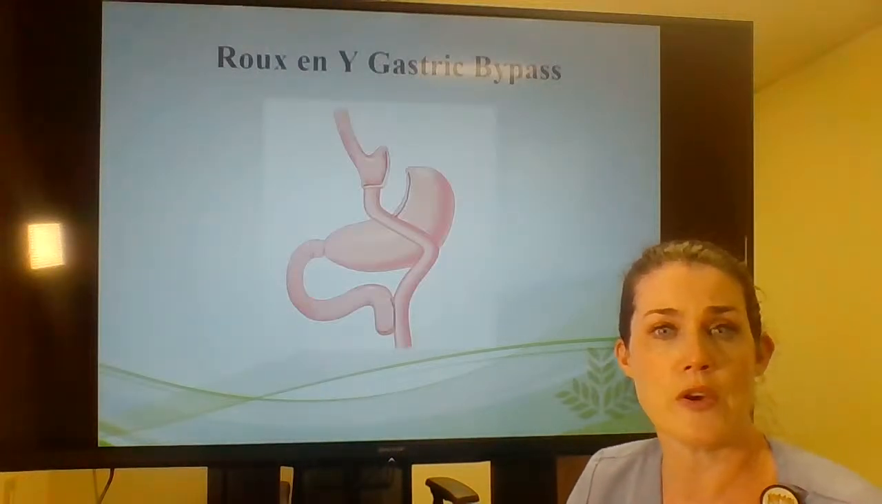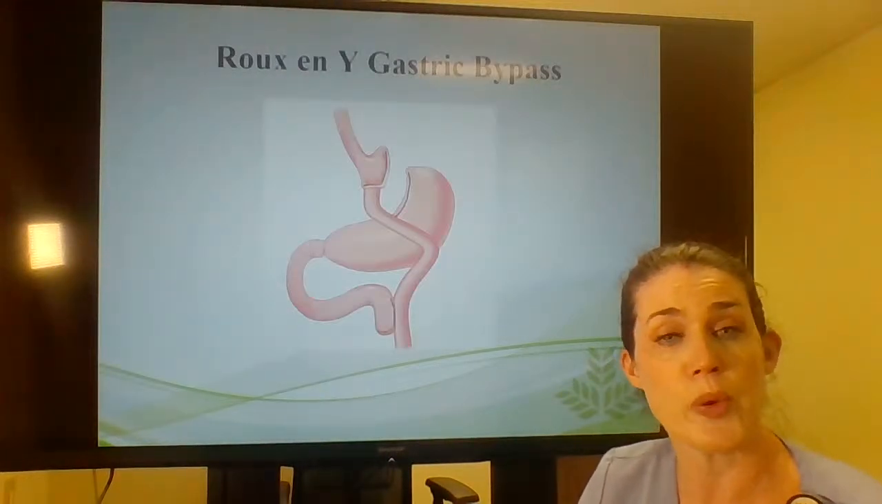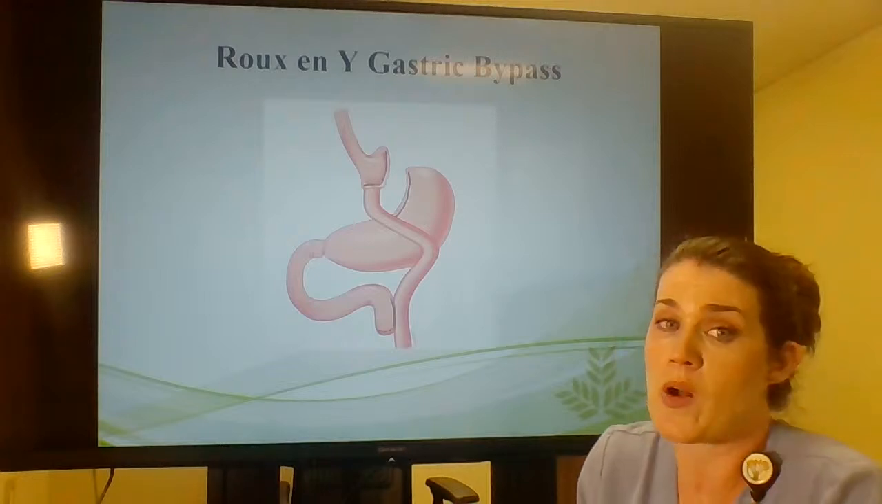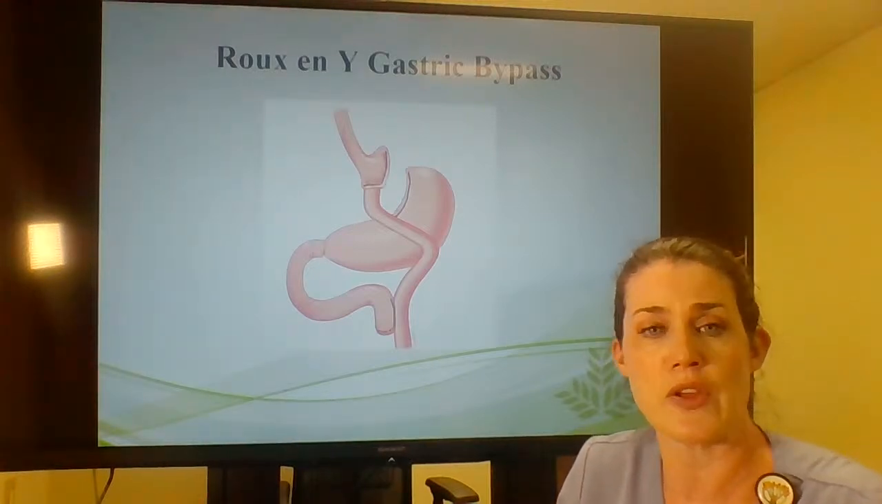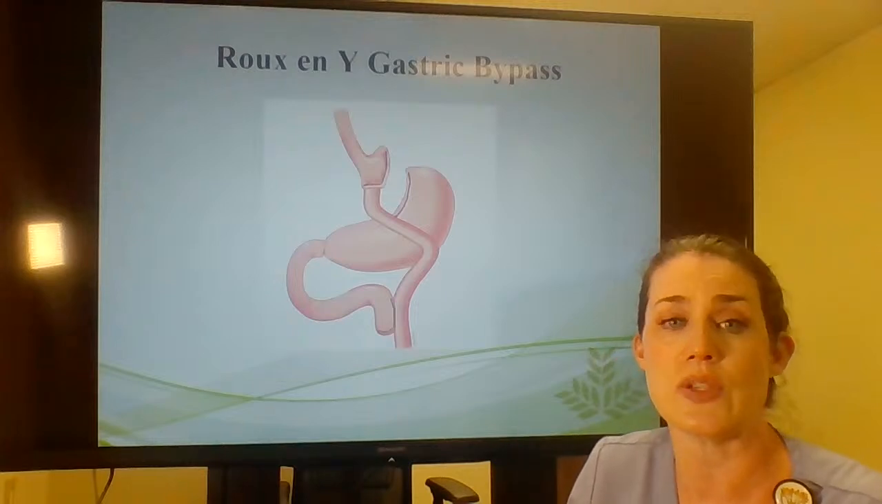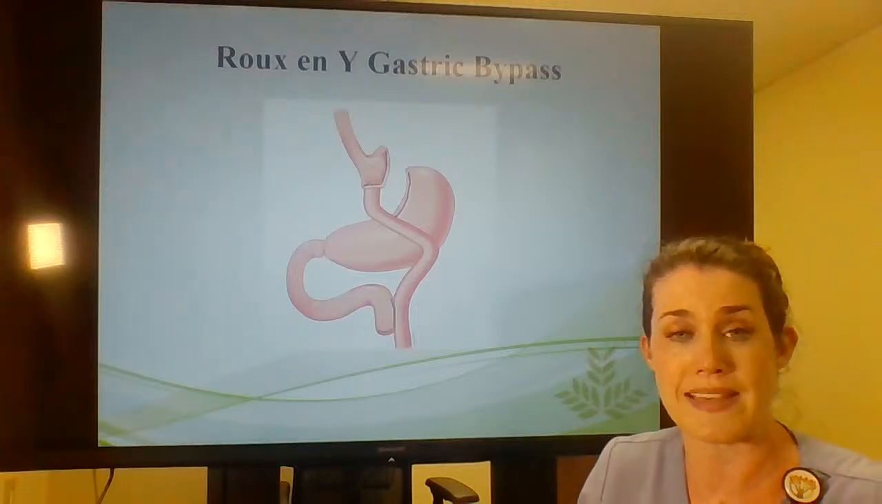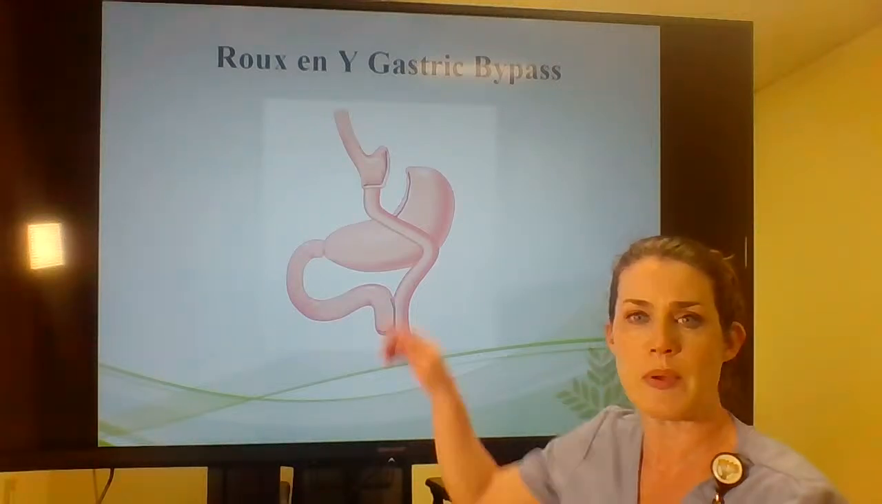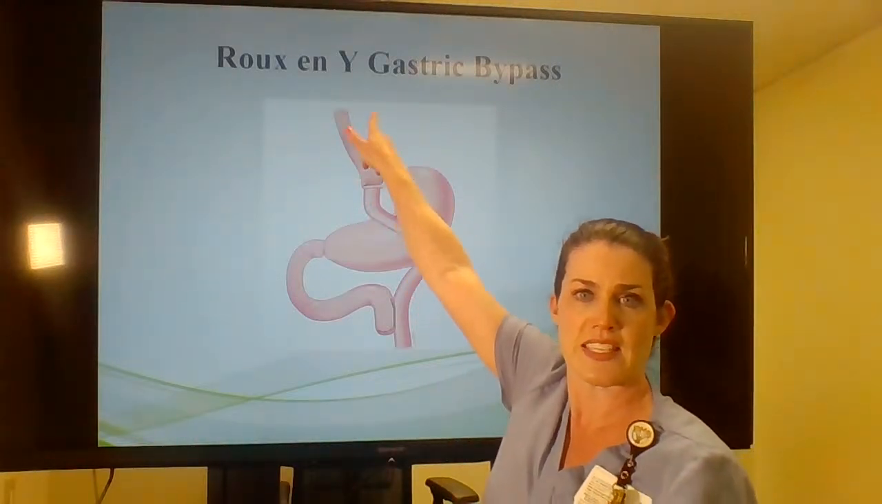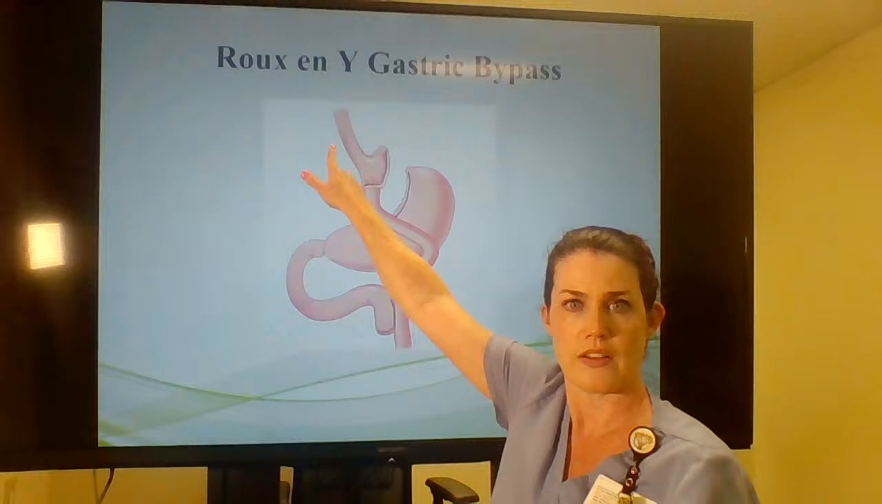Now we're going to go ahead and focus on the gastric bypass, the Roux-en-Y gastric bypass. Some people call it just the bypass for short. So now that we have an understanding of the normal anatomy, it may make it a little easier for you to understand how the gastric bypass is done and how it works. So what we see here in this picture is the esophagus here.